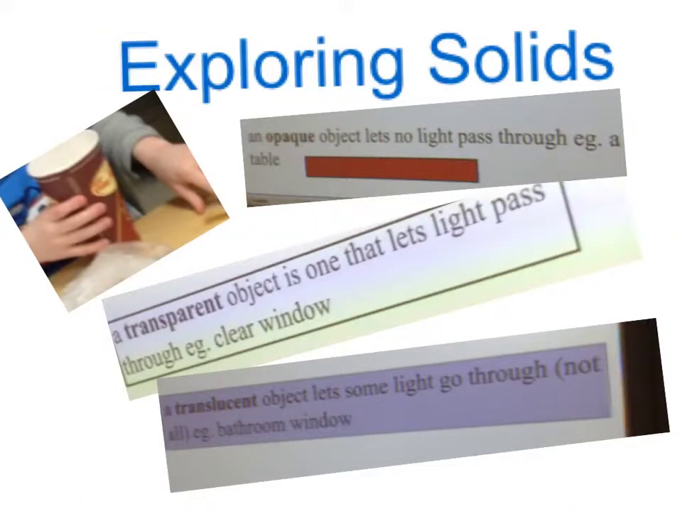An opaque object lets no light pass through, like a table. A transparent object is one that lets light pass through, like a clear window. A translucent object lets some light go through, not all, like a bathroom window.